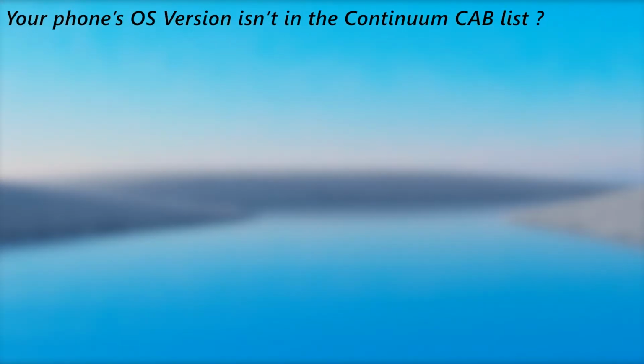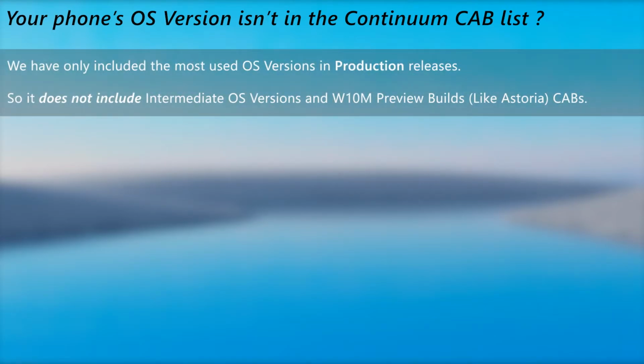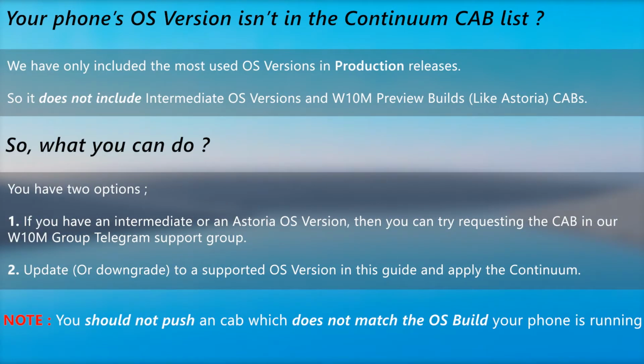So what to do if the OS version you have in your phone isn't among the list? We have included only the most used production releases, because if we had to cover others, it would be a huge list and would be pointless. In such a case, you can either request the CAB for your OS version in our support group or update or downgrade to a supported OS version by this guide and apply Continuum. That is all. What's next is the enabling.